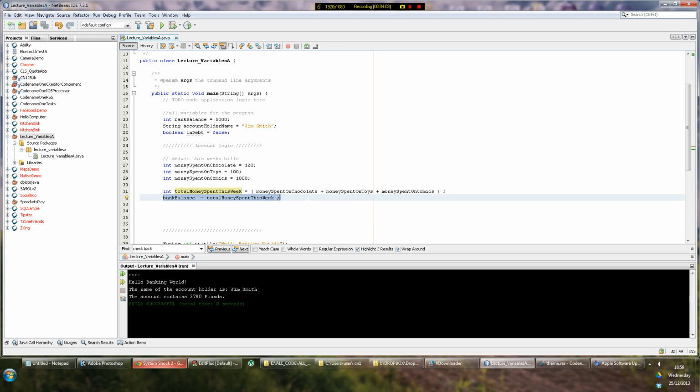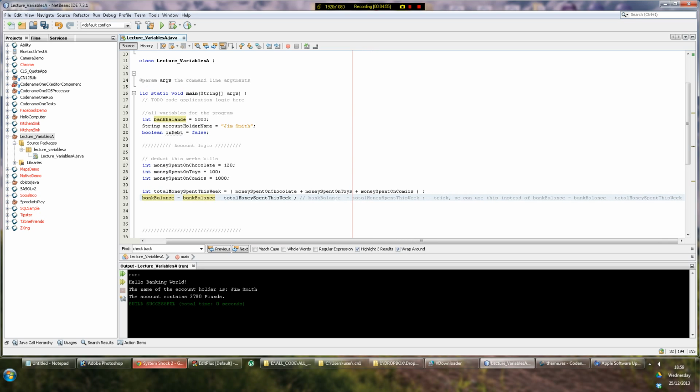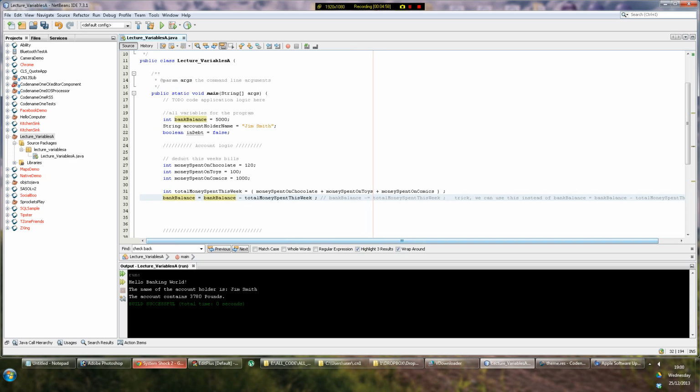Now I would suggest not using this trick until you fully get your head around it. So I'm going to go back to what we had, like that. Actually, I'm going to redo that, and I'm going to copy it so we can keep it as a comment, so that if you're writing the same code as me, and you do the slashes like that, and you paste that little trick there, you can remember it, and you just put, in the comment afterwards, just put trick, we can use this instead of bank balance equals bank balance minus total money spent this week. You know, it's just a lot more to type. Bank balance equals bank balance instead of bank balance minus equals 2. So that's the trick.